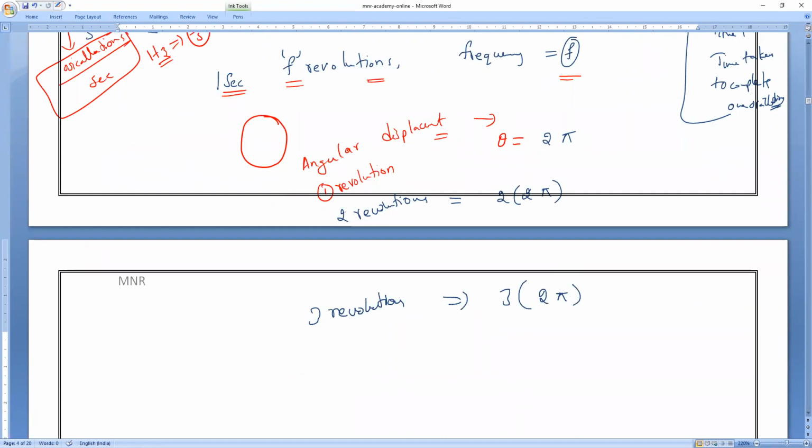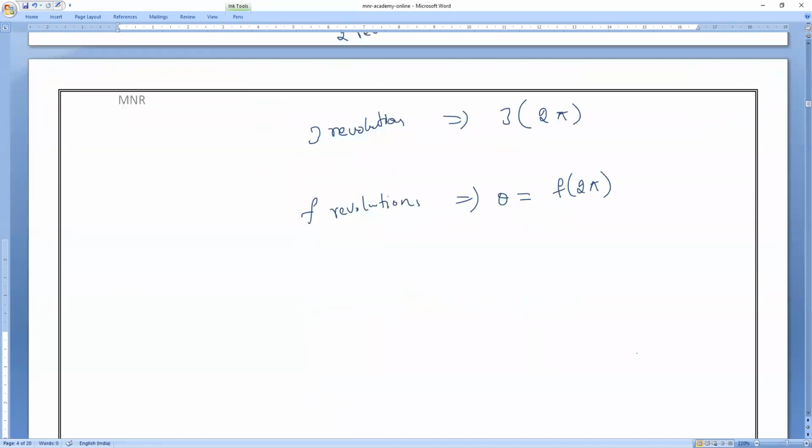So now, instead of 1 to 3, if it makes F revolutions, then what is the formula? Theta is equal to, everybody? F into 2 pi. Am I right or wrong? So theta is equal to 2 pi F. If it made F revolutions, then we can say theta, the angular displacement, is equal to 2 into pi into F. Is it okay, everyone? Please respond, guys.